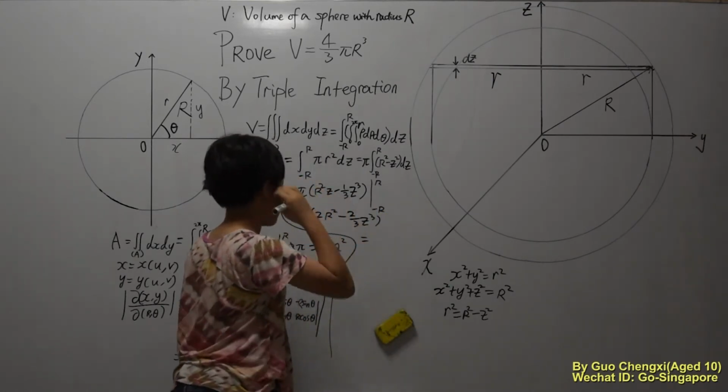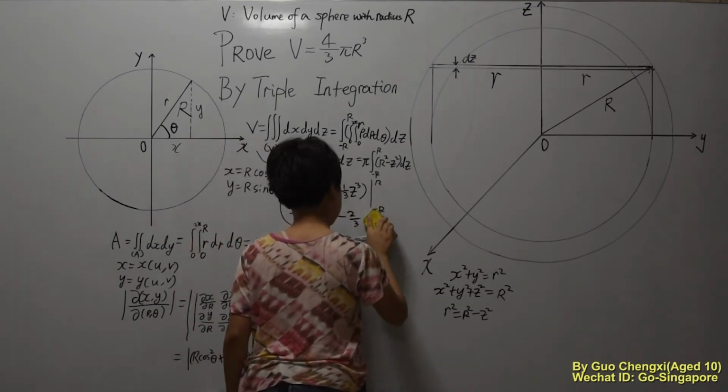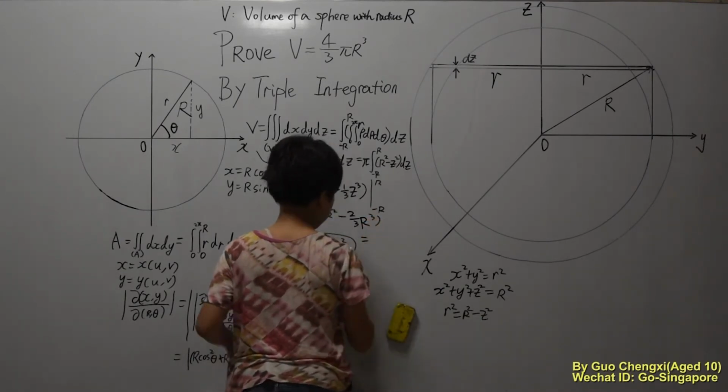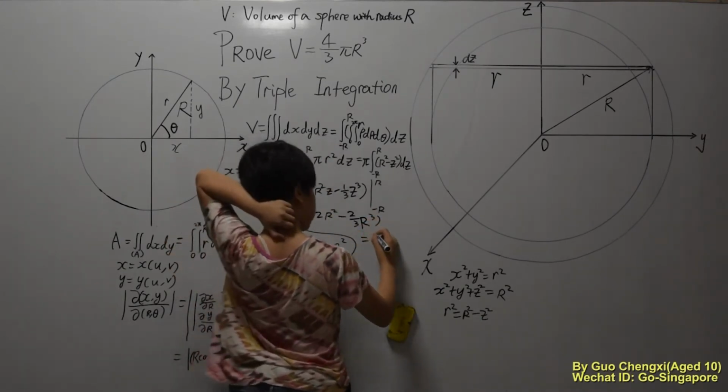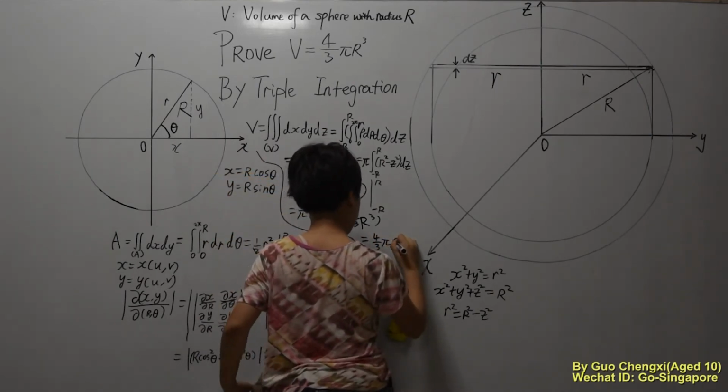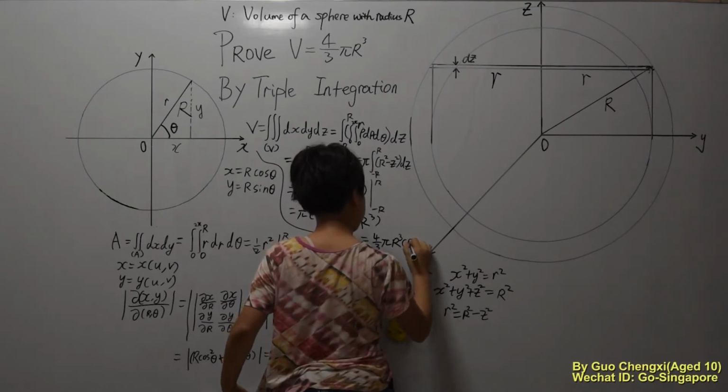Now over here, I mean by R cubed, okay. Now over here, these two minus become 4 over 3 pi R cubed. So here, proven.